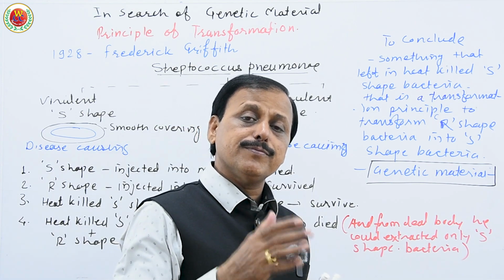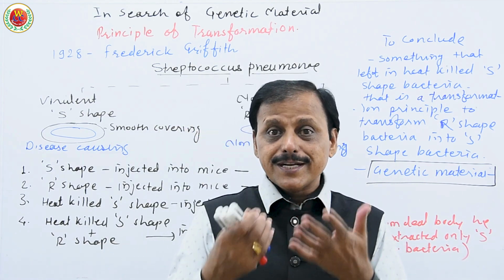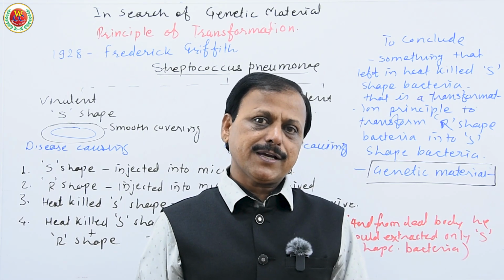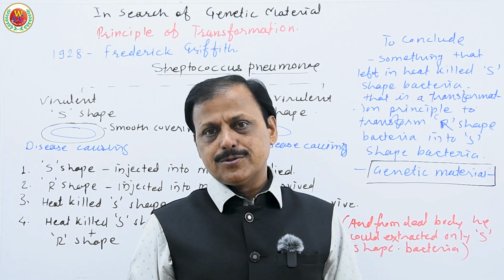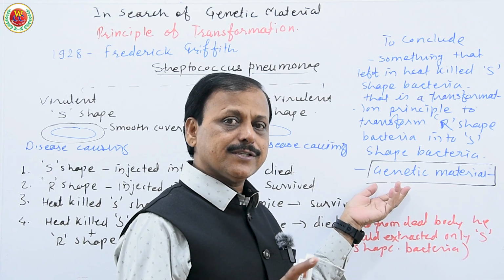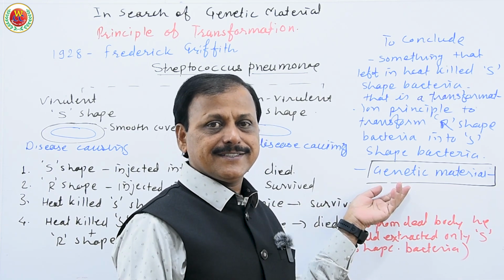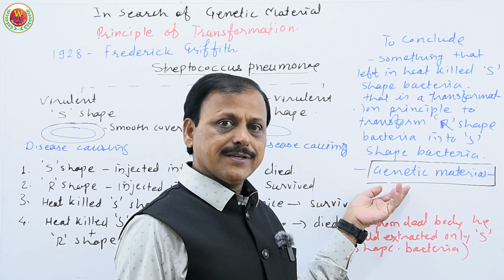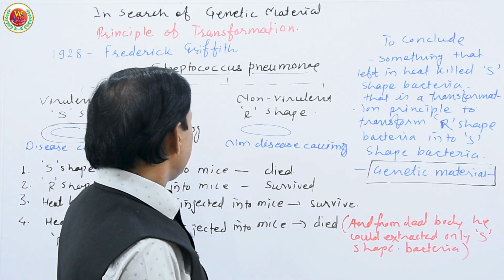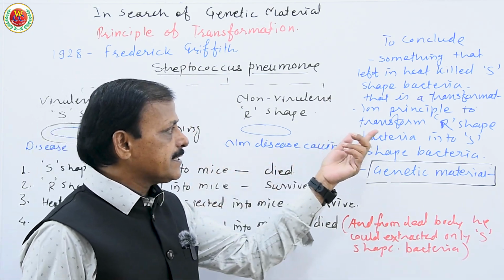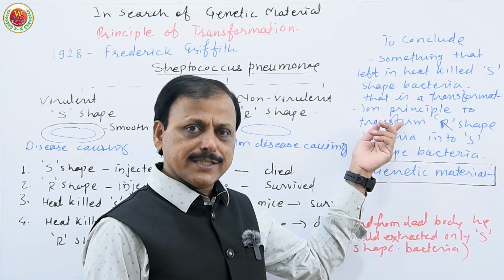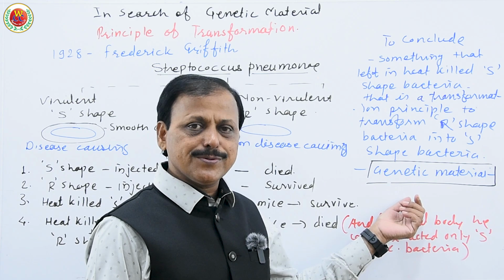And now that became the base for the next experiment, given by the second group of scientists, MacLeod, McCarty and Avery. They could explain that the genetic material is nothing but DNA, which transforms R-shape into S-shape. Griffith could not. Griffith only said that something left inside the heat-killed S-shape is the transformation principle, and that it would be the genetic material which could transform R-shape into S-shape.